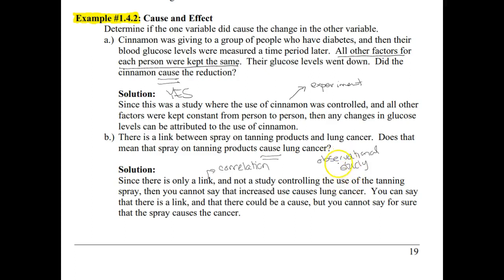Okay, to do a designed experiment, we would have to take a group of people and randomly assign some to get sprayed with tanning products and some not to, and then years later see if they developed lung cancer. So you can say that there's a link or correlation and that there could be a cause, but you cannot say for sure that the spray causes the cancer.